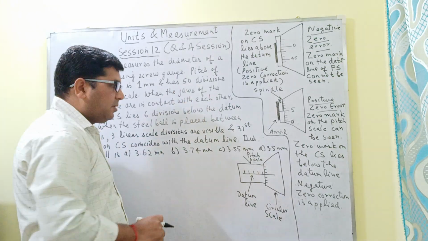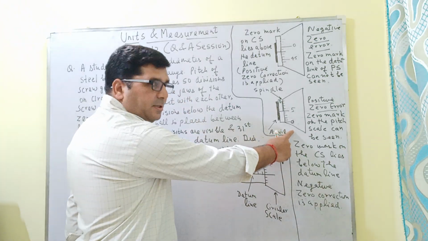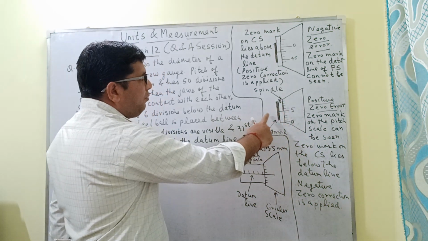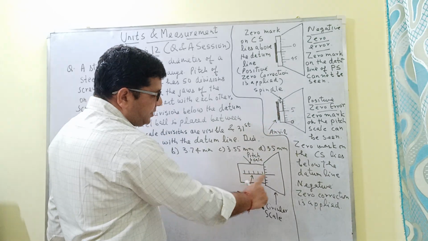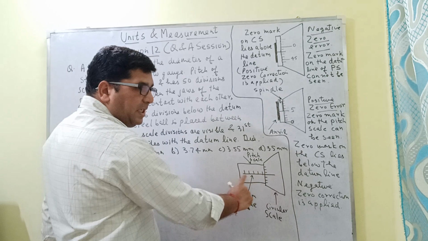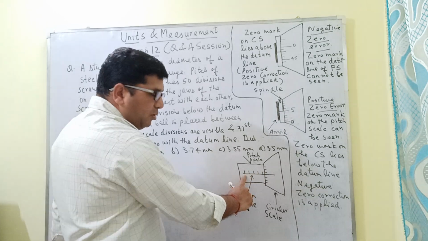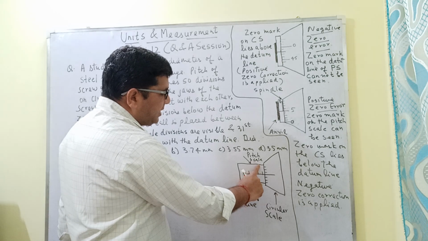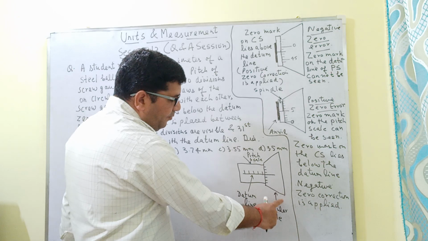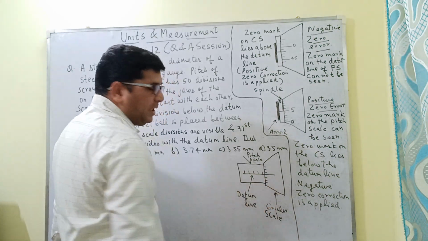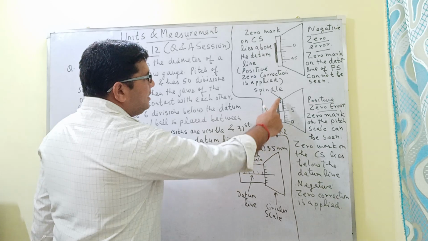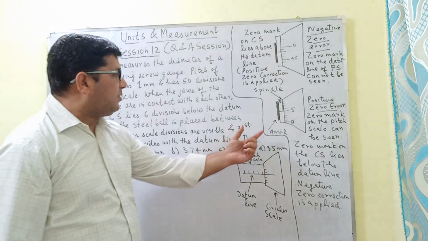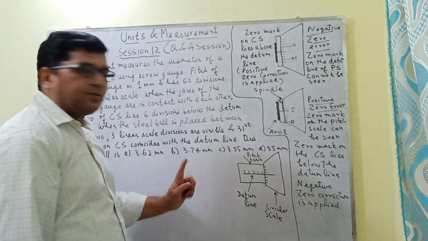अगर जीरो मार्क जो आपके सर्कुलर स्केल पर है, और जो आपके पिच स्केल पे डेटम लाइन है इसके ऊपर जो आपके ग्रेजुएशंस हैं, तो अगर जीरो मार्क, that is the zero mark on the datum line of this pitch scale and the zero mark of the circular scale, are coinciding when the anvil and the spindle or the two jaws of the screw gauge are brought in contact with each other, then in that case there is no zero error.